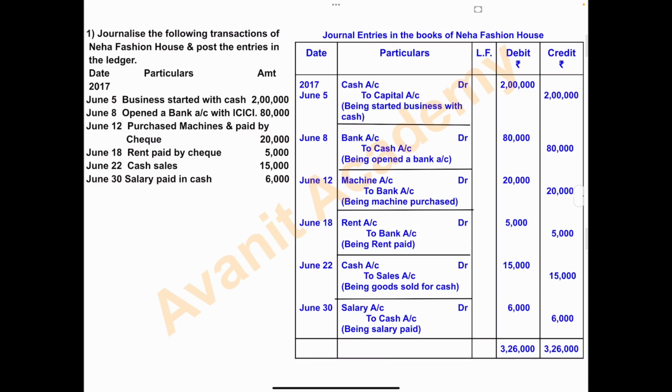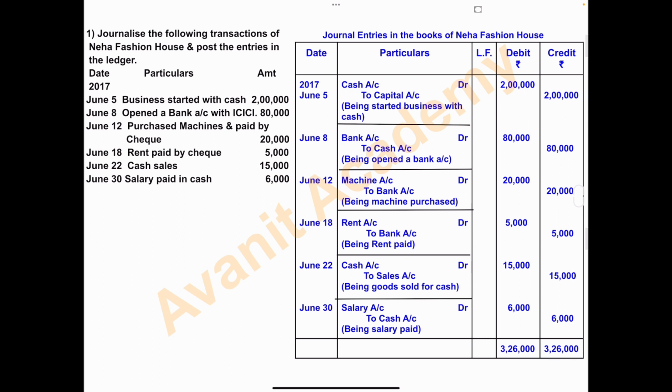In today's class, you will learn passing the journal entries and posting the entries in ledger account. So we'll see the problem. Journalize the following transactions of Neha Fashion House and post the entries in ledger. So certain transactions they have given. All these transactions we have to pass in the journal book, and after passing the journal entries, these all entries will be posted to ledger accounts.